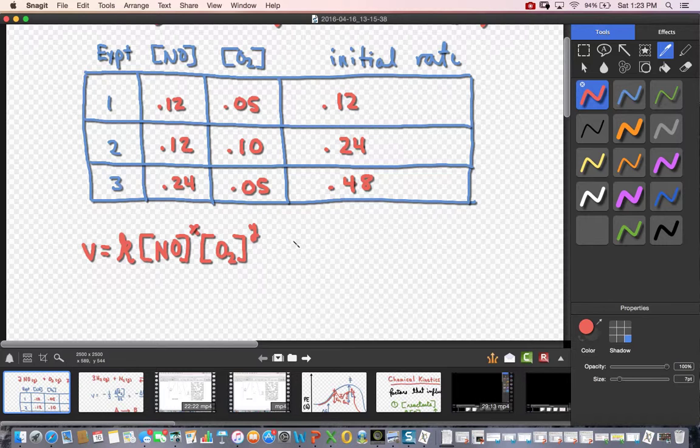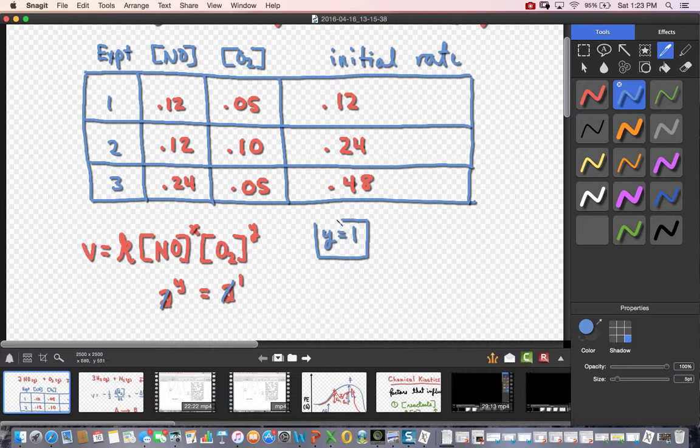So if I look at experiment 1 and 2, the concentration of NO doesn't change. If I take 0.12 and divide it by 0.12, I get 1. And 1 to any power is going to be 1 and effectively drops out of the problem. O2 doubles as I go from 1 to 2. So that will be 2 to the y. What happens to the rate? It also doubles. 2 to the y equals 2 to the 1. This way the bases cancel out neatly. And y is equal to 1.